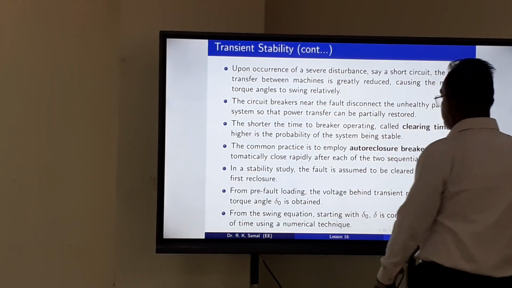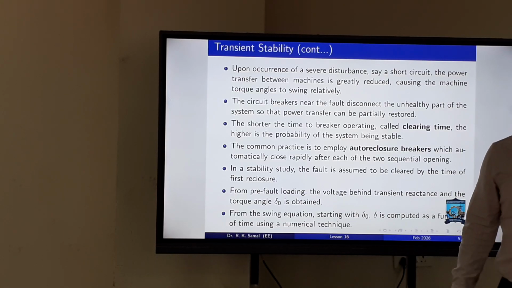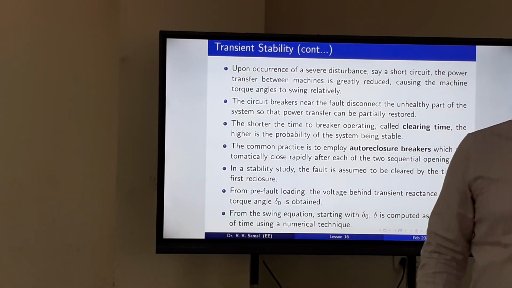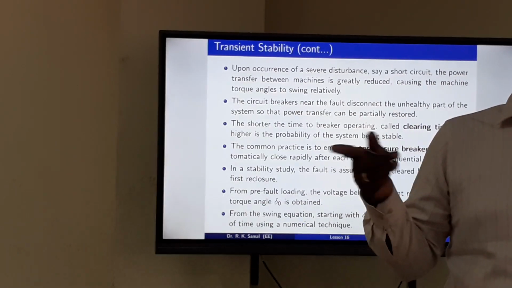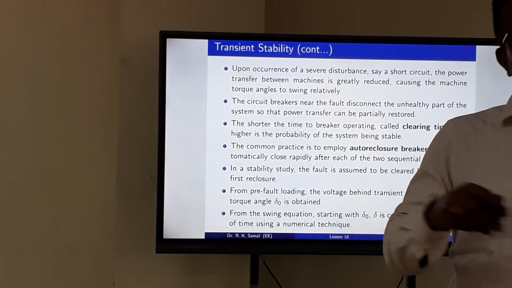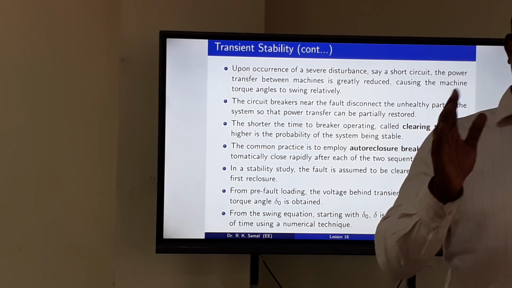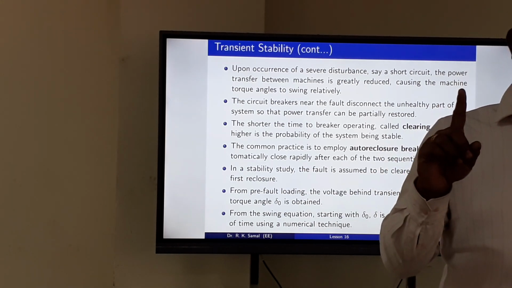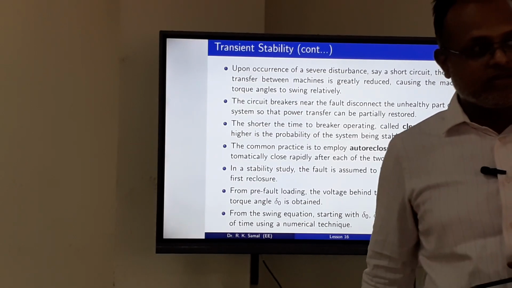In stability studies, the fault is assumed to be cleared by the time of the first reclosure. You might have experienced auto recloser circuit breakers. Power goes, suddenly comes back. Again it goes, again comes back, the third time it goes for a long time. That is known as auto recloser. The circuit breaker tries again to see if the fault is clear. If it is not clear, it again opens the circuit. It does that two or three times.